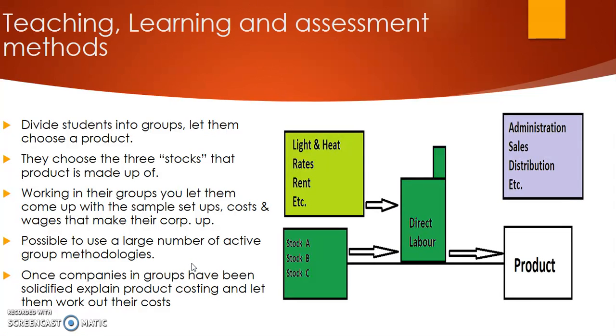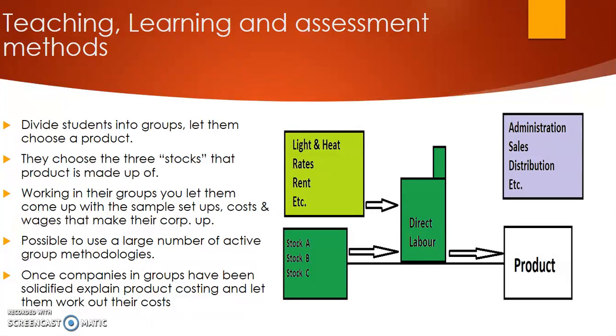So, teaching and learning and assessment methods. As you can see, there's a lovely diagram over here on the right. You can see that anything in green is a manufacturing cost, anything in purple is a non-manufacturing cost, and within the green, the light green is non-direct. The dark green is direct costs. So it's just a simple little diagram to show how easy that is to follow through.